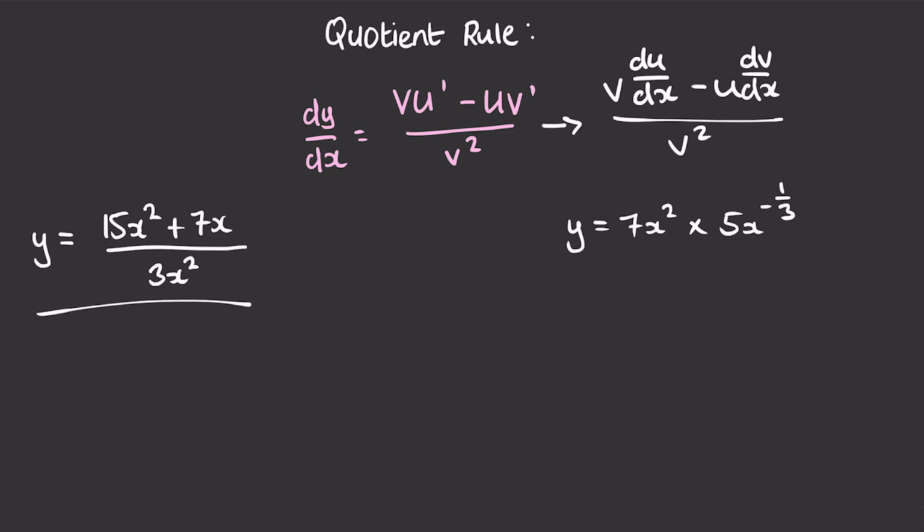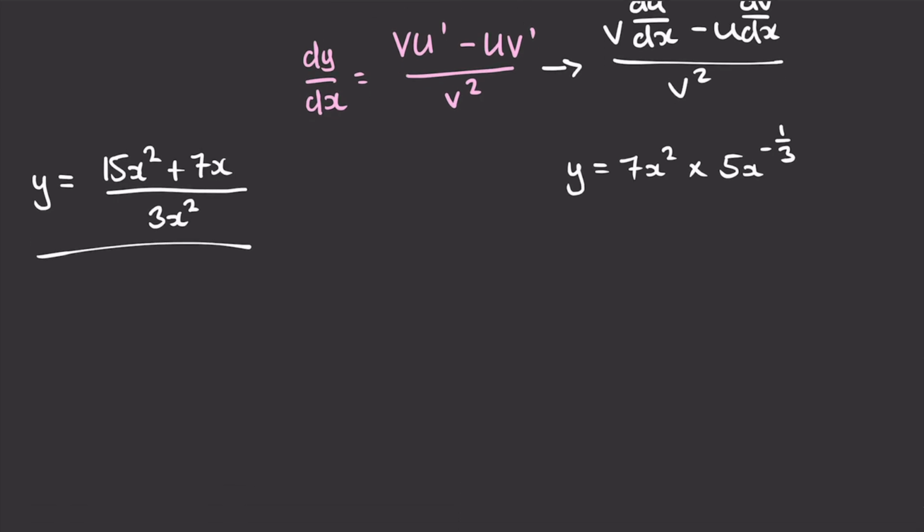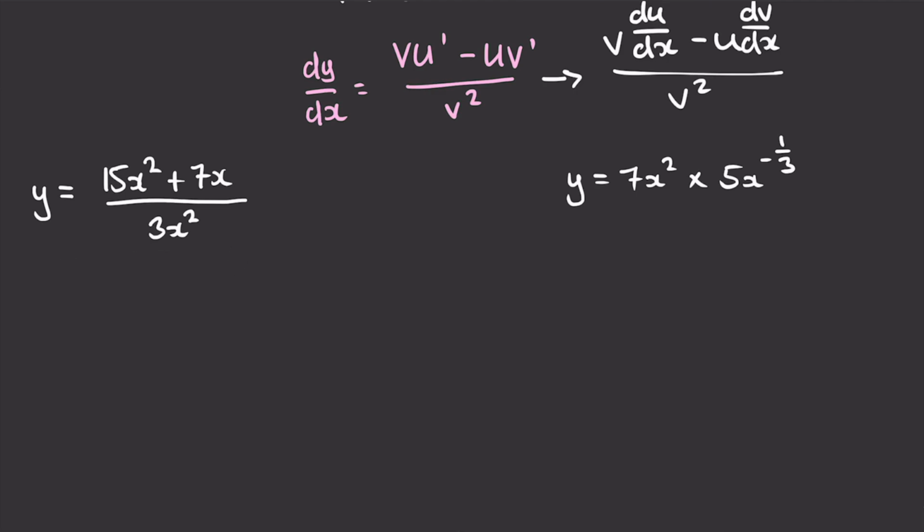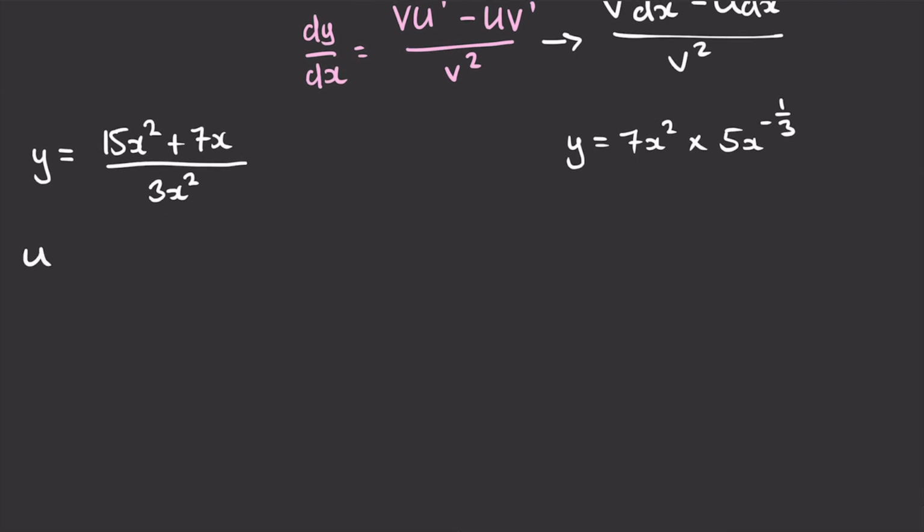Okay, so we're going to be dealing with this question first. We know we're going to be using quotient rule fairly obviously here, because we have a numerator and a denominator. If we have a numerator and denominator, we are most likely using quotient rule. So to start, let's list our u and v. We've got u equals, we'll just use the numerator as u, right? So it'll be 15x squared plus 7x. And then we have v, which is 3x squared, our denominator.